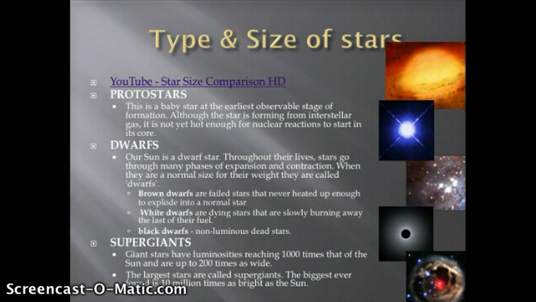Then there are supergiants. They are giant stars that have luminosities reaching 1,000 times that of the sun and are up to 200 times as wide. The largest stars are called supergiants. The biggest ever found is 10 million times as bright as the sun. That is really bright.